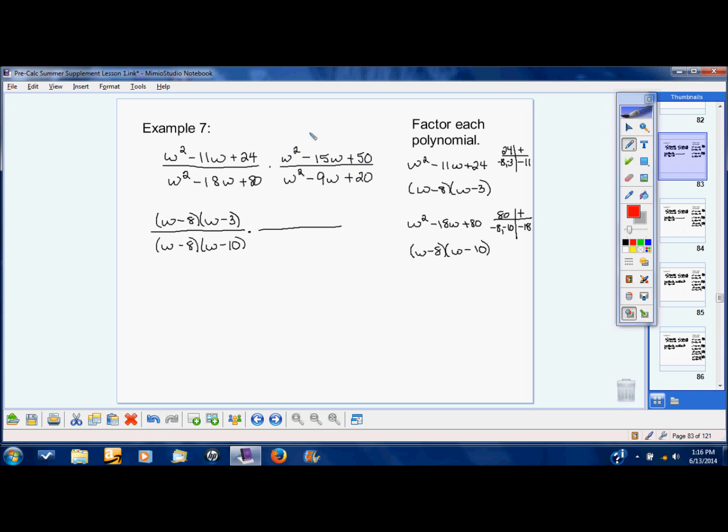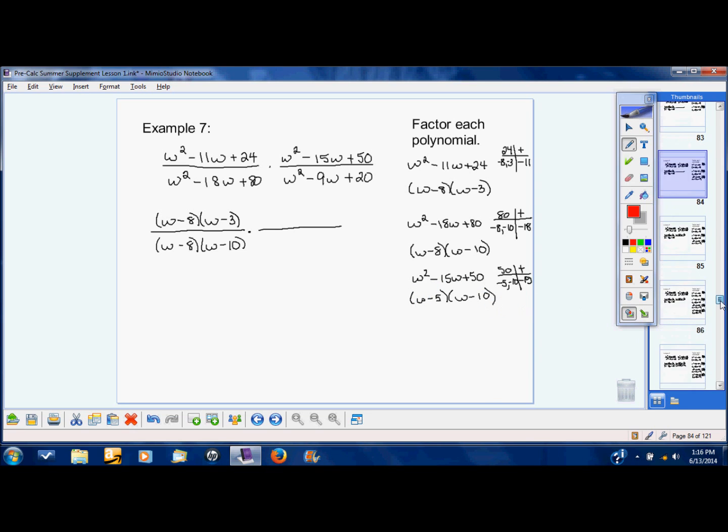All right, we need to factor this polynomial now. Remember, we're going to look for factors of 50. When you add them together, you get negative 15. Take a minute and think that through. What two numbers could they be? Negative 5 and negative 10. Multiply them, you get 50. Add them, you get negative 15. Once again, here's our factored form of this polynomial. So it's going to belong up here.